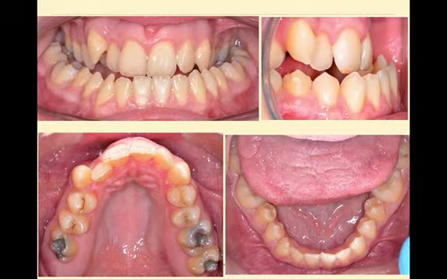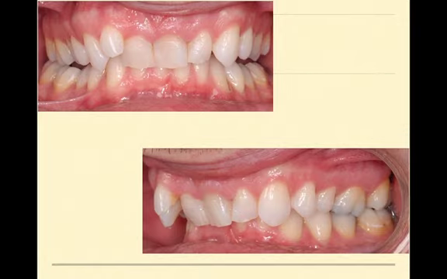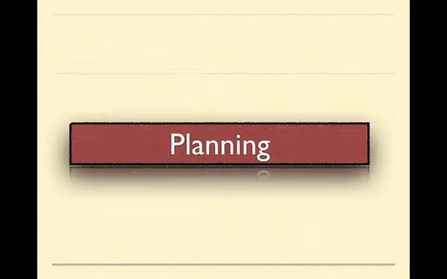She has a bilateral posterior crossbite without displacement, while the guy has a class 2 division 2 malocclusion. As you can see, the molar relationship is even class 2 plus, it's even more than class 2. He has a huge or severe discrepancy between upper and lower arches.